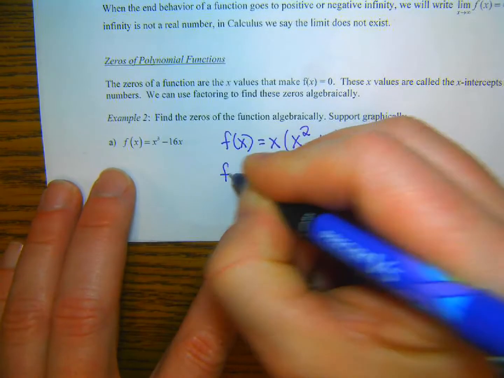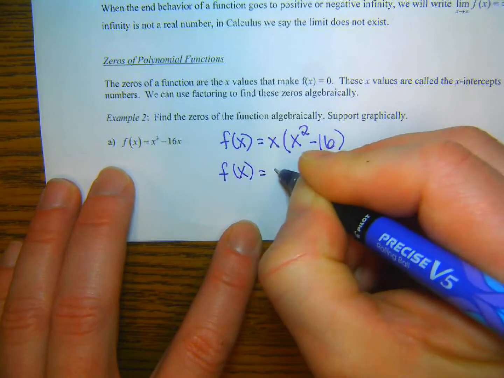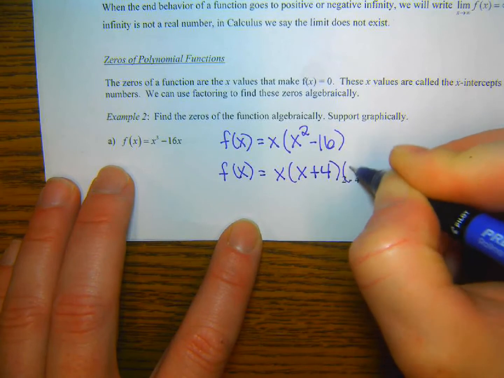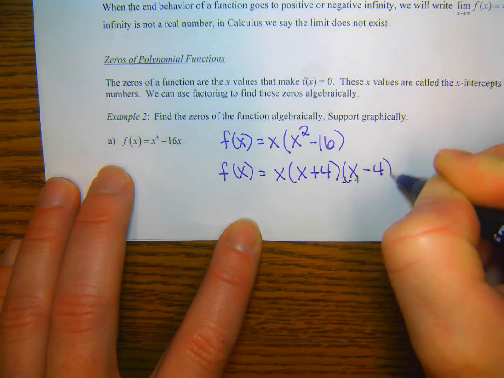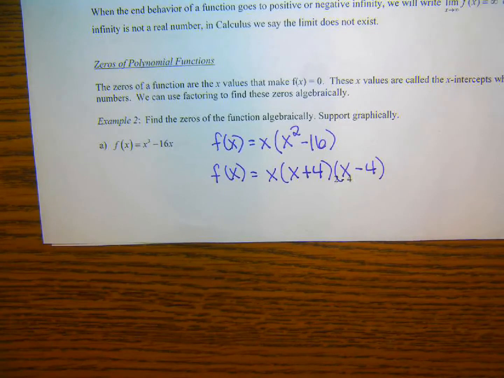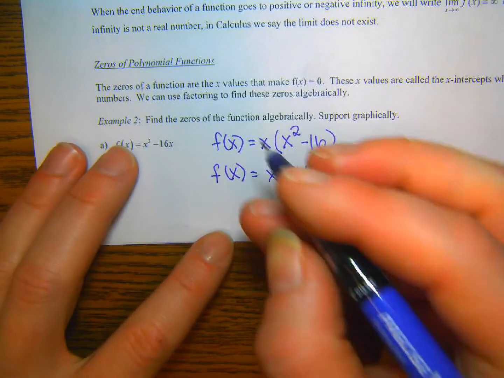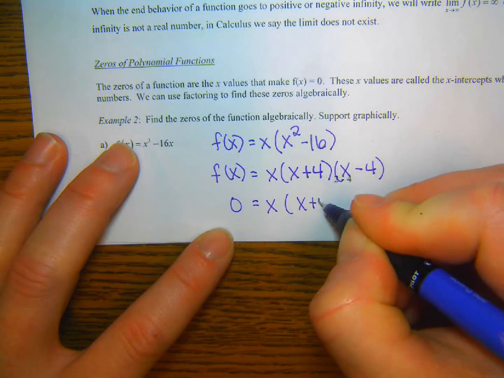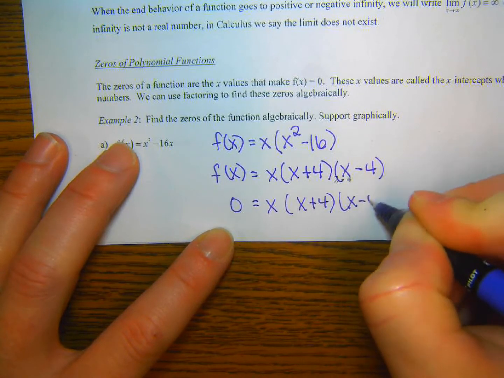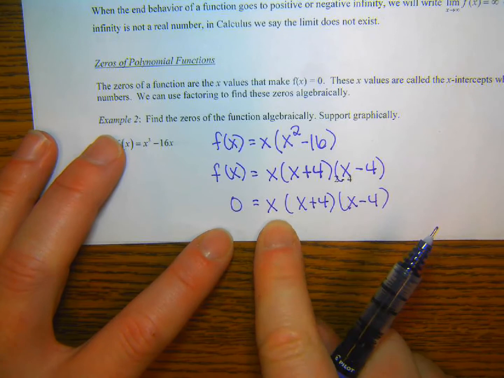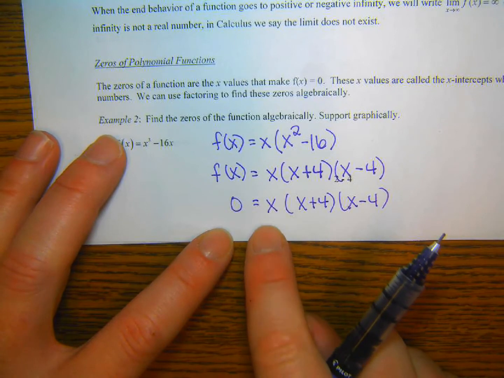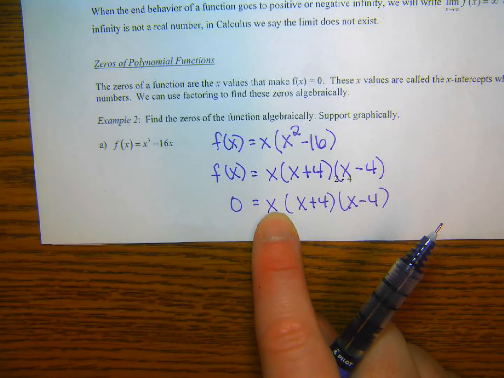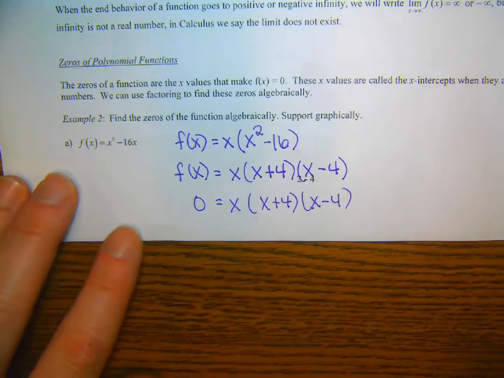This is one of those differences of squares. So this factors into x plus 4 times x minus 4. And we set that equal to 0. And don't forget about that little x guy in front. That really means x minus 0. We just don't write that out. So this has 3 zeros, or 3 x-intercepts. What are they?